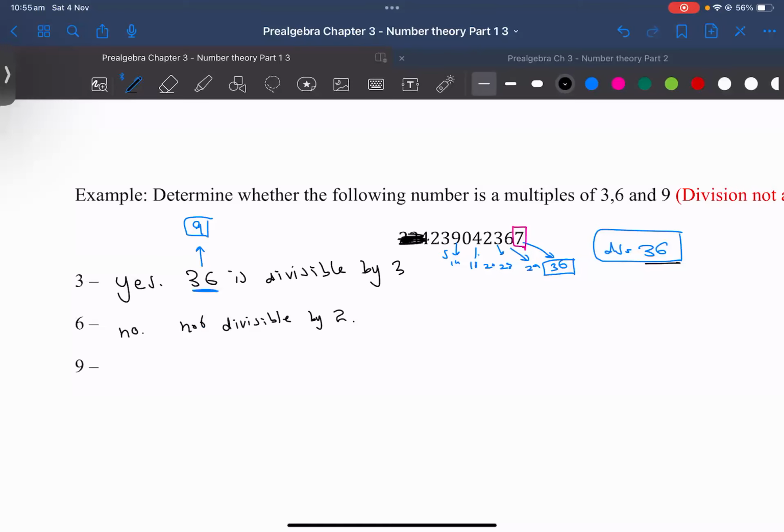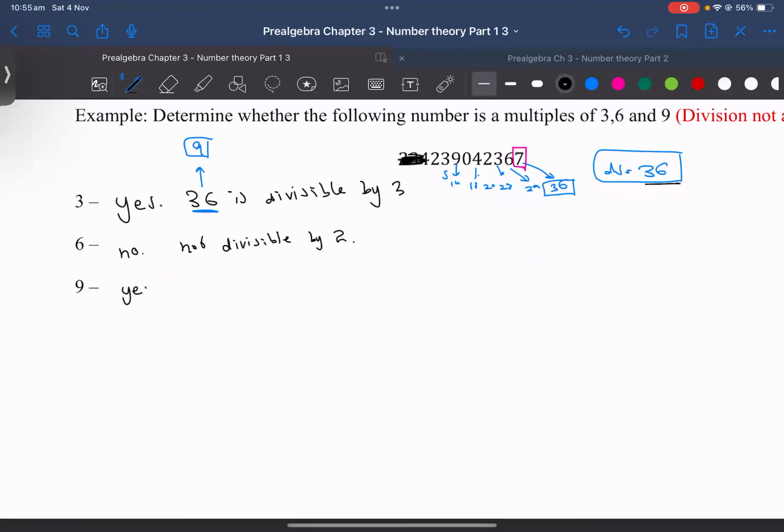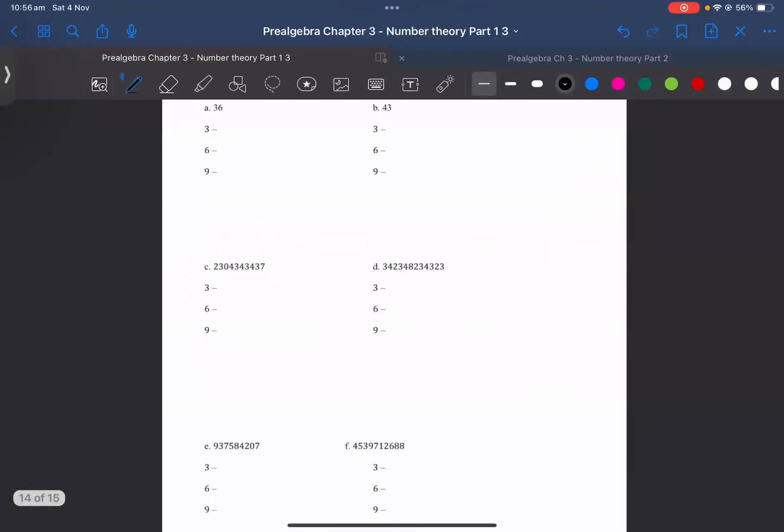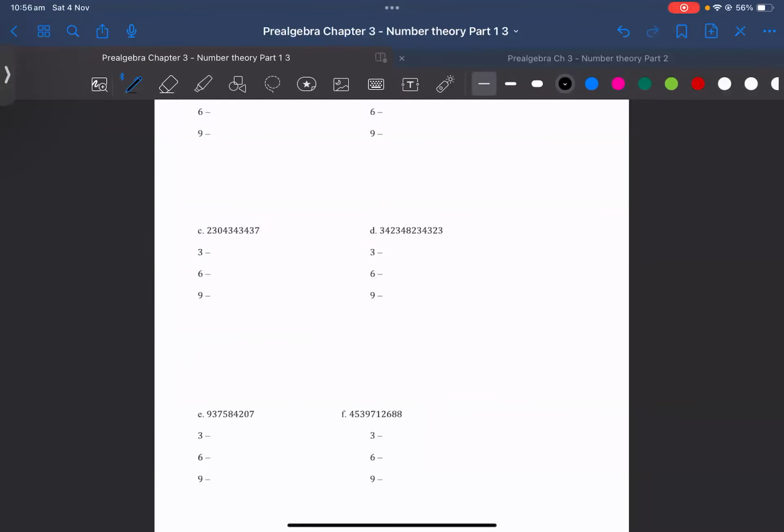The answer to it is yes, because 36 is 9 times 4. 36 is divisible by 9. The digit sum is divisible by 9. That means the whole thing is divisible by 9. All right, so that's that. That's the example done. Now we'll do some questions together.